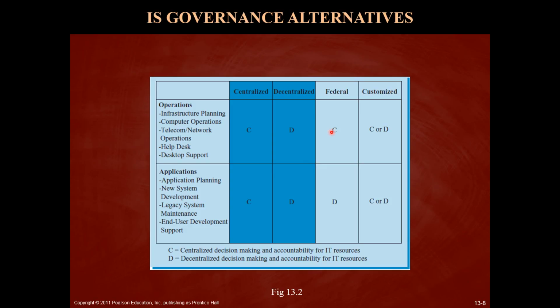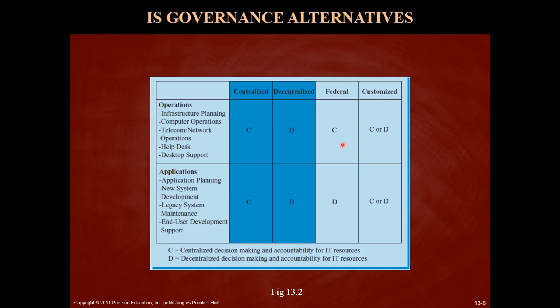And then you have federal or federated. It's basically a hybrid. The infrastructure decisions and development of infrastructure are centralized, so they have a central corporate IT department. But then application needs are decentralized. Every department has the authority to buy and develop their own portfolio of applications. And then you have customized, where it's basically different combinations, centralized and decentralized in both areas.